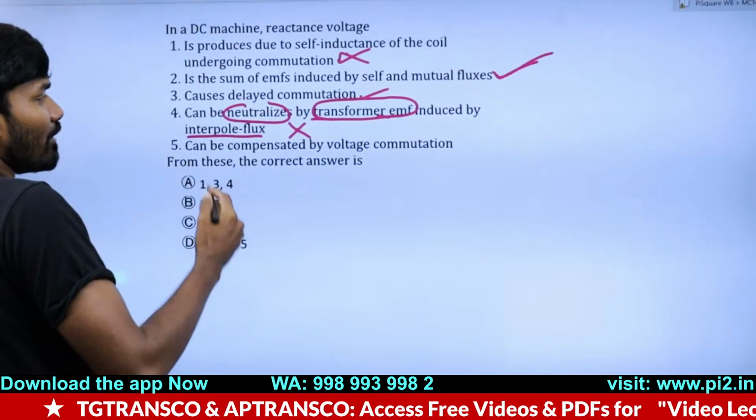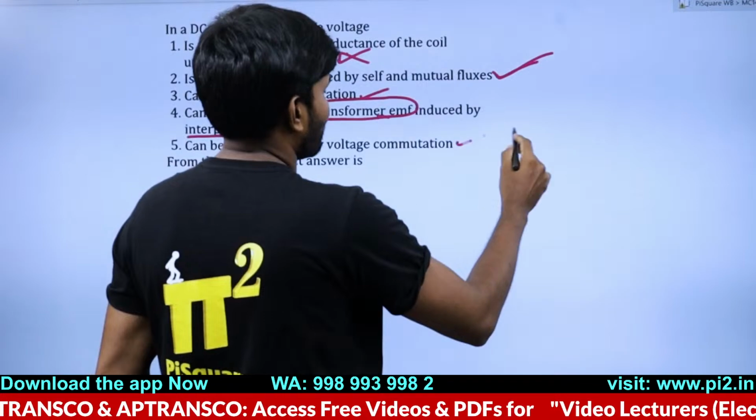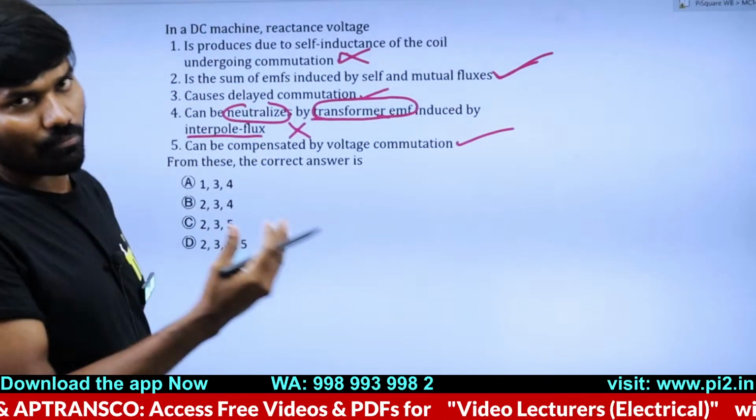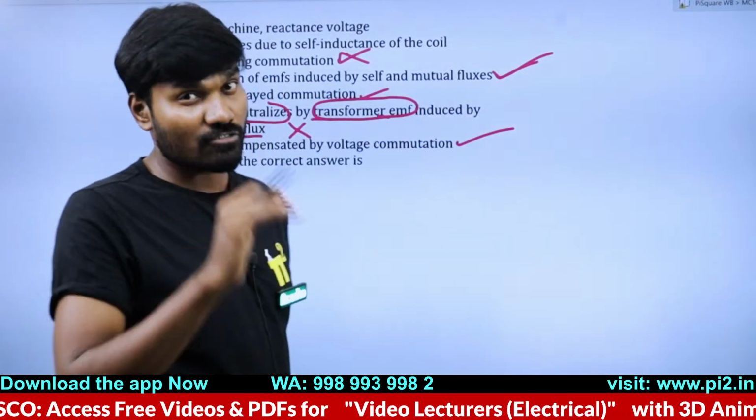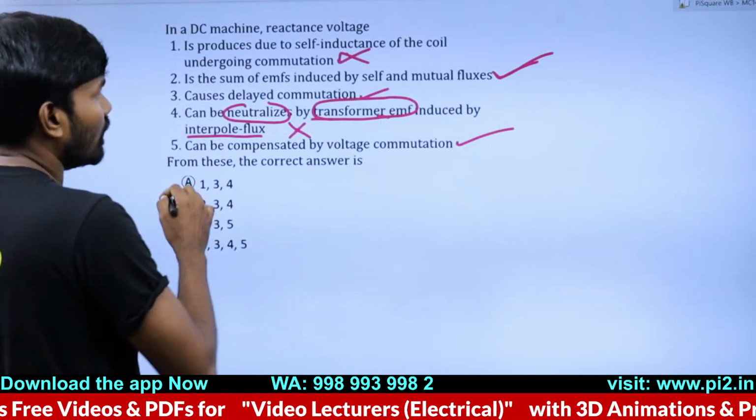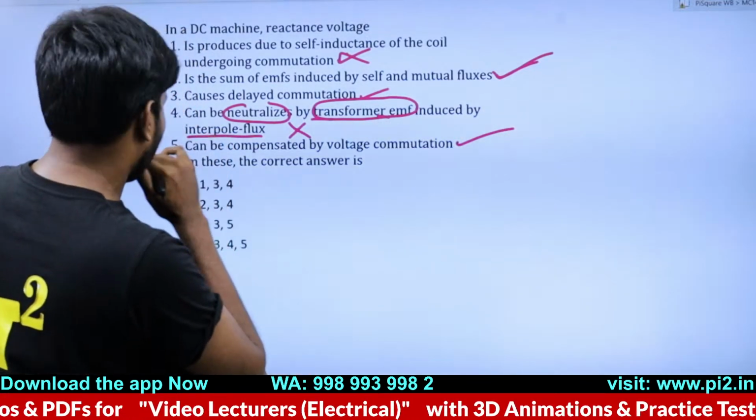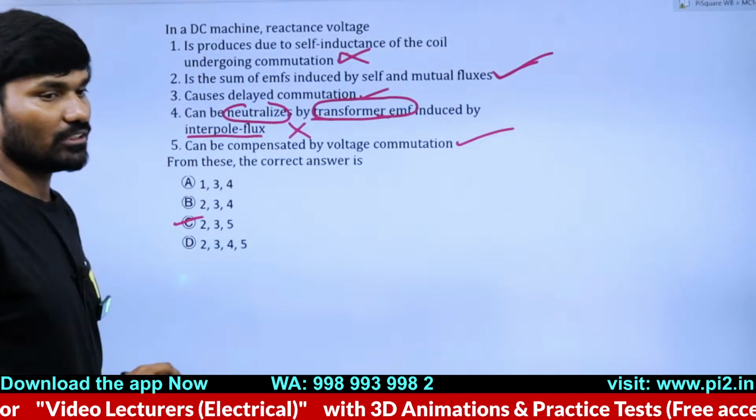Can be compensated by voltage commutation? Yes, you can compensate by voltage commutation. That's what, by using interpoles, dynamically induced EMF, not transformer action. So 2, 3, 5. Yes, option C is right.